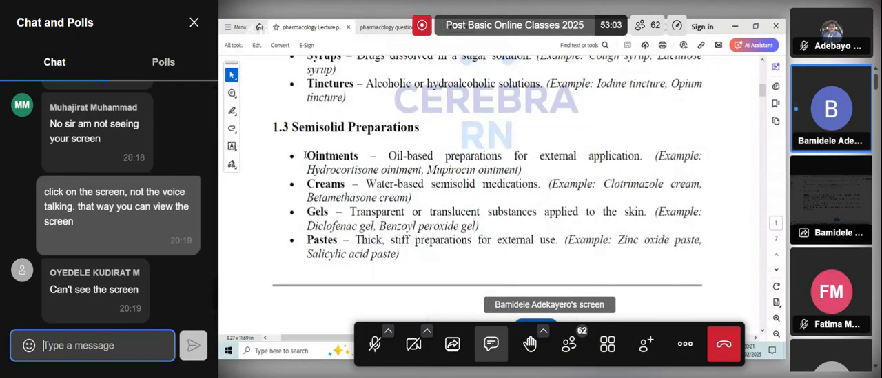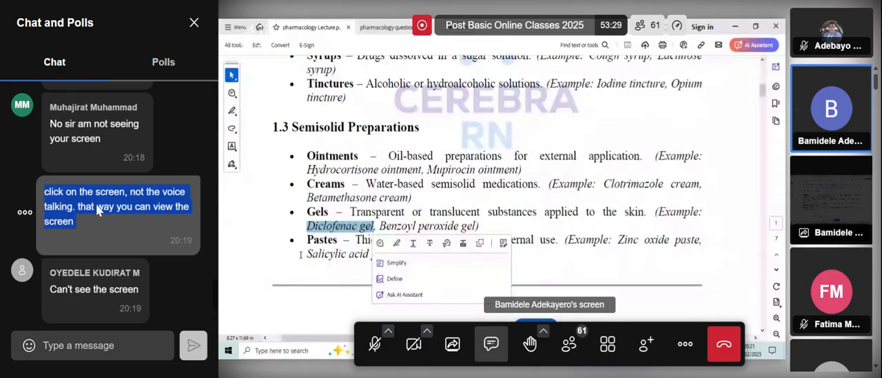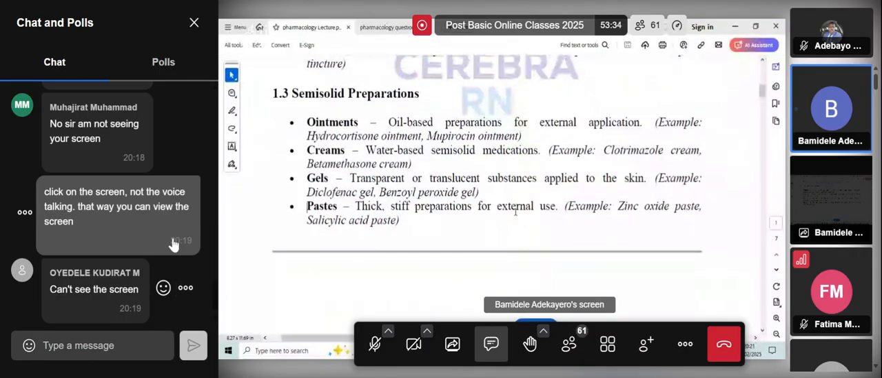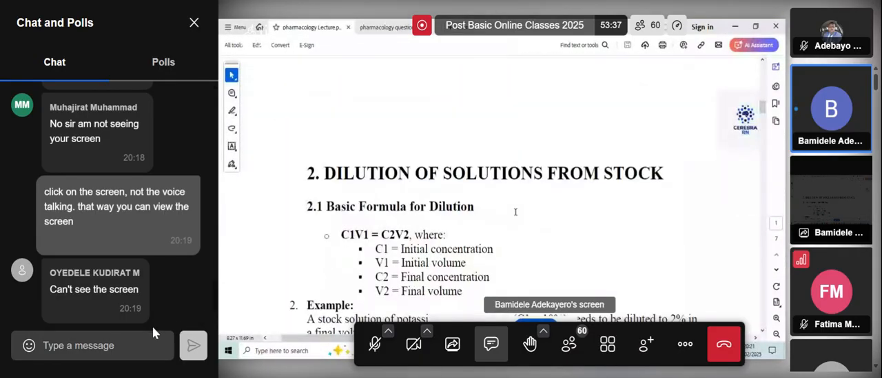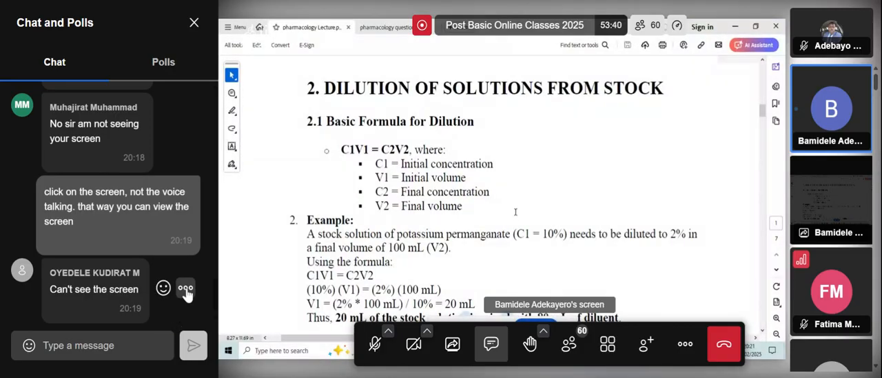And then we have the semi-solid preparation forms of medication. Those are ointments. These ones are not solid and not liquid, they are in between, semi-solid. So we have ointments and creams. Some creams are forms of medication. We have some gels, like diclofenac gel and other ones for pain. And we have some pastes. I've given some examples, so when we have this material, please let's go through it to have more idea about it.